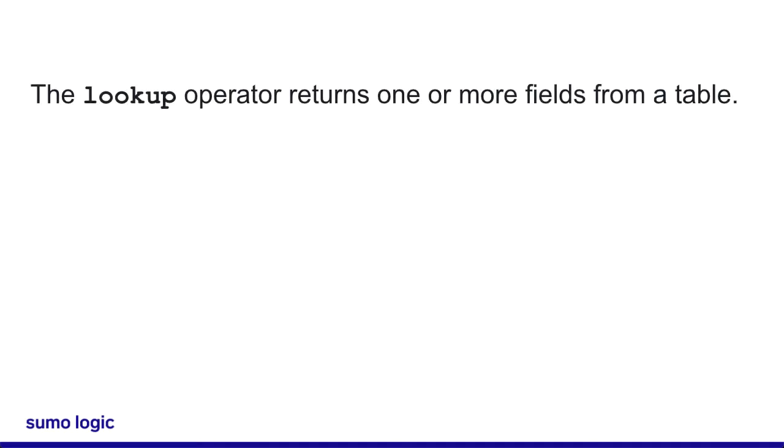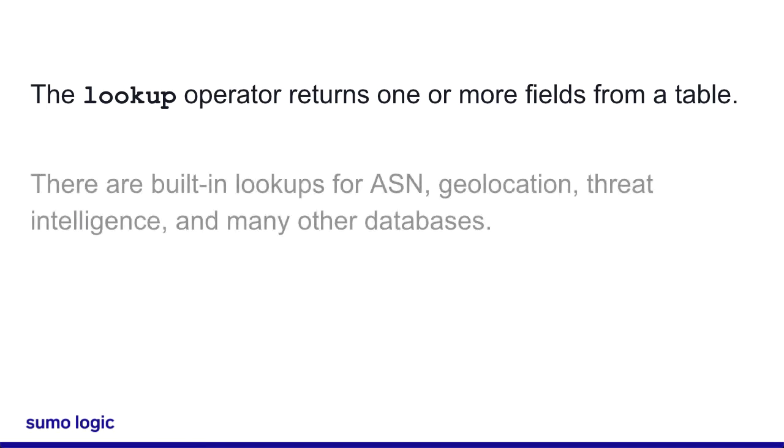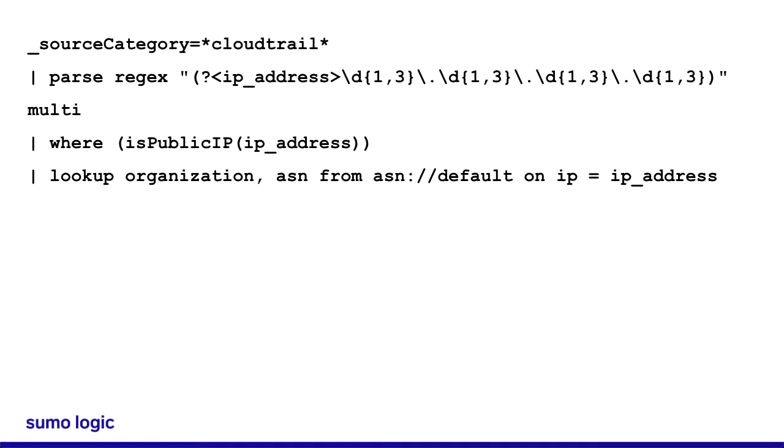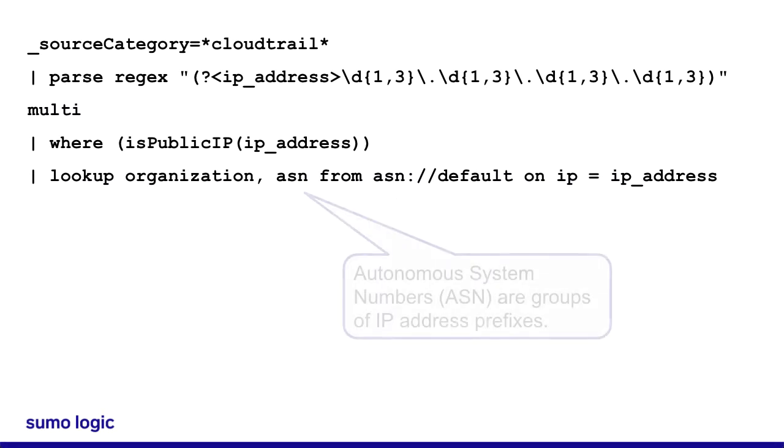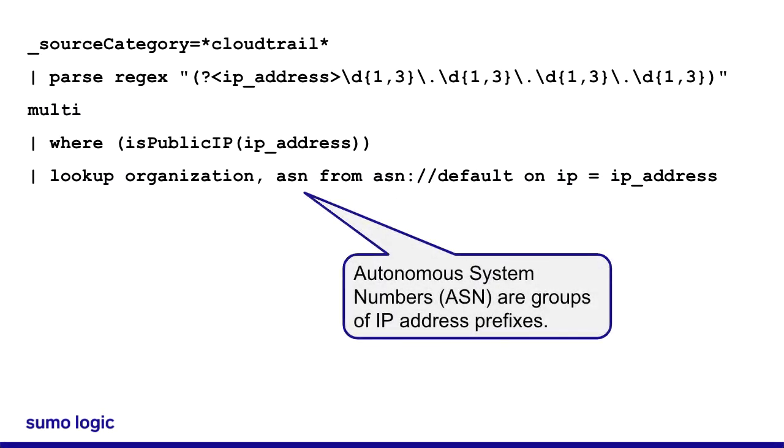Lookups index your data with minimal processing time. They'll organize everything nicely into columns you can sort. Sumo Logic has a few built-in lookup operators that can help, like geolocation and threat intel. First, let's take advantage of ASNs. ASNs are groups of IP addresses that can help us identify the organization those IPs belong to.